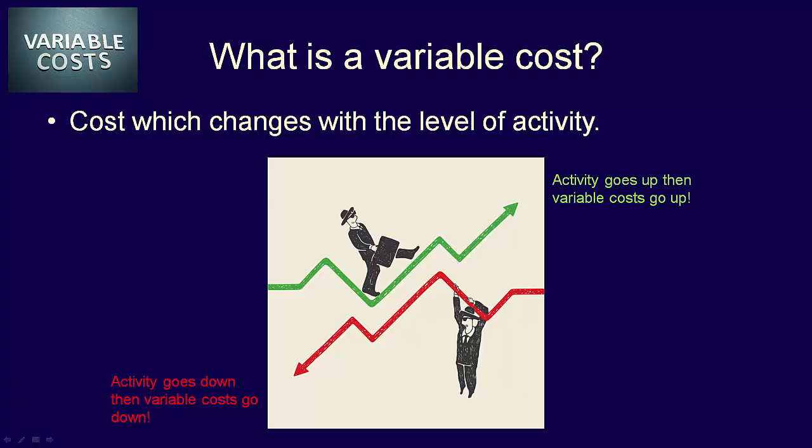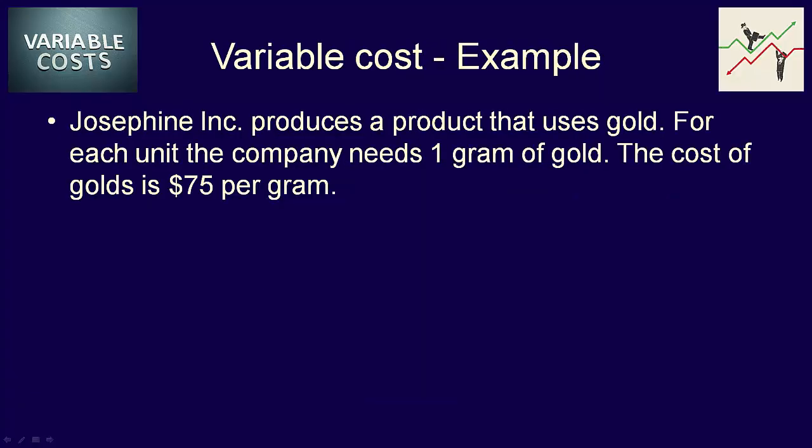Let's use an example to demonstrate variable costs. Josephine Inc. produces a product that uses gold. For each product, the company needs 1 gram of gold. The cost of gold is $75 per gram. Is gold a variable cost in the production of the company's product?